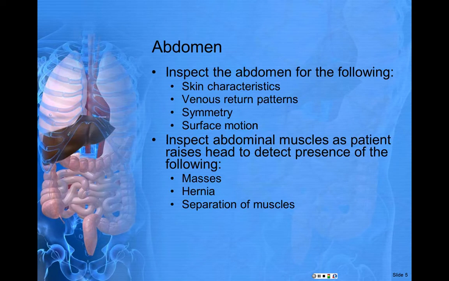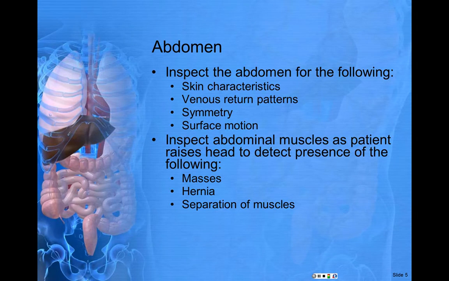So when you're looking at the abdomen, one of the things that you'll see on your exam sheet for your checkoff is that you want to look at the abdomen first. So don't forget to do this. You want to inspect the abdomen for skin characteristics. Look for venous patterns like petechiae, or you may look for spider veins or telangiectasia, things like that. You want to look for symmetry, whether there's asymmetry in the abdomen, whether there's surface motion, whether there's any swelling.